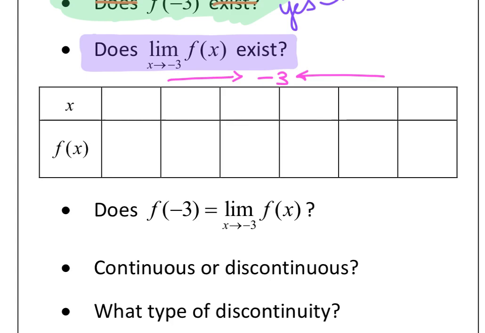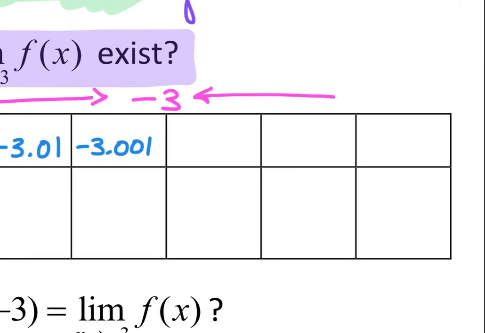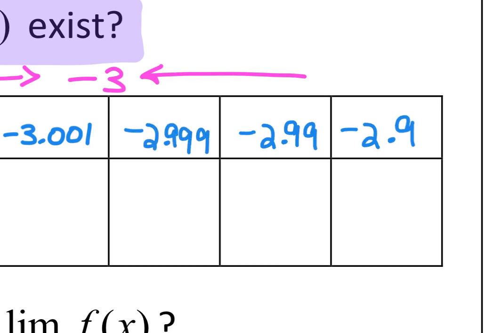And so in my table, remember the negative numbers are tricky, so that's going to be -3.1, -3.01, and -3.001. And from the right, that's going to be -2.9, -2.99, and -2.999.